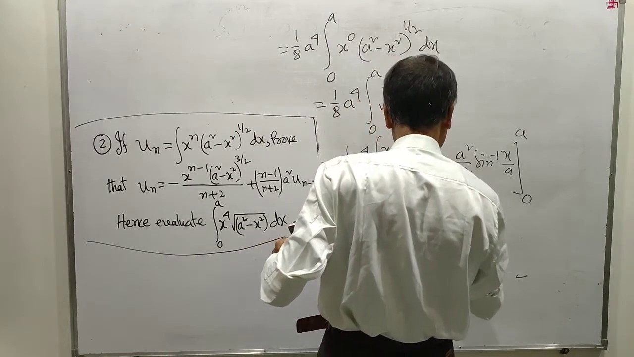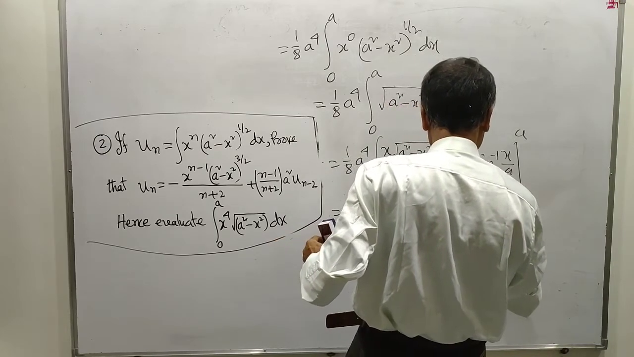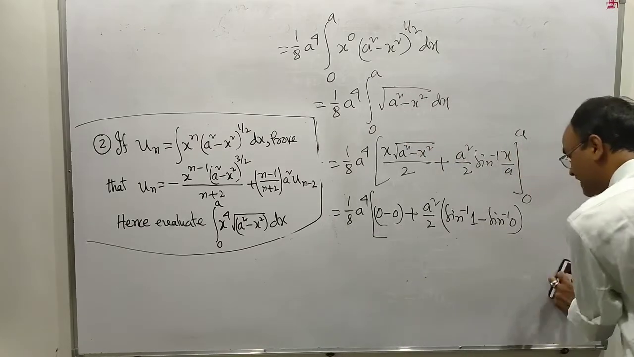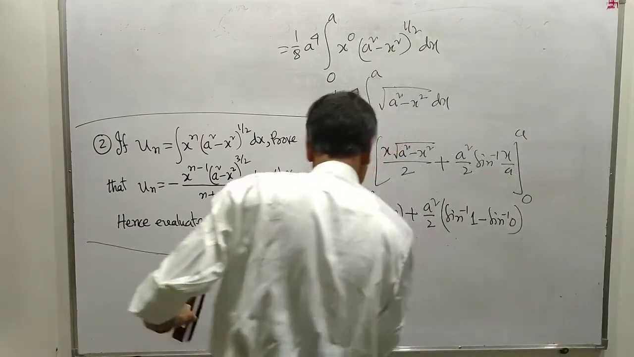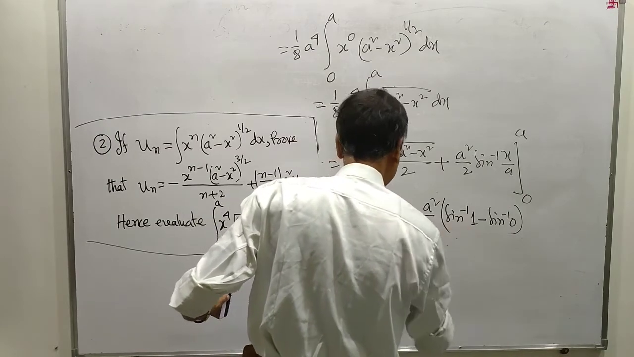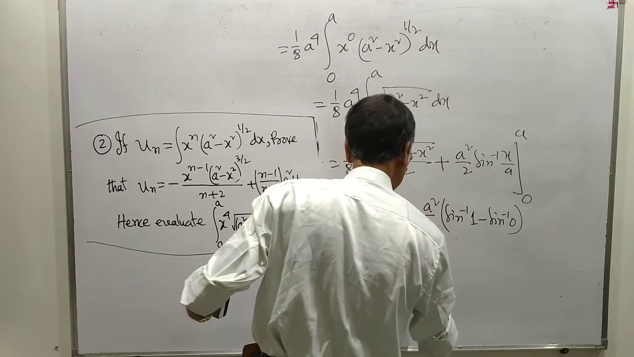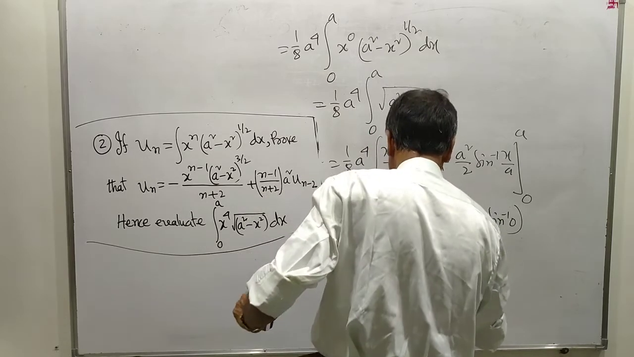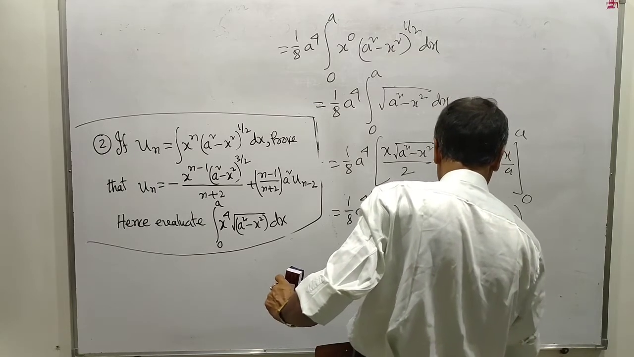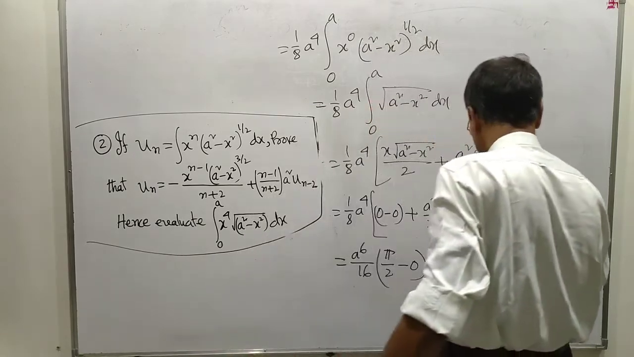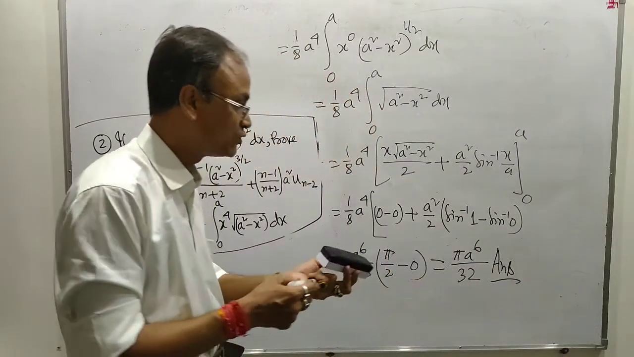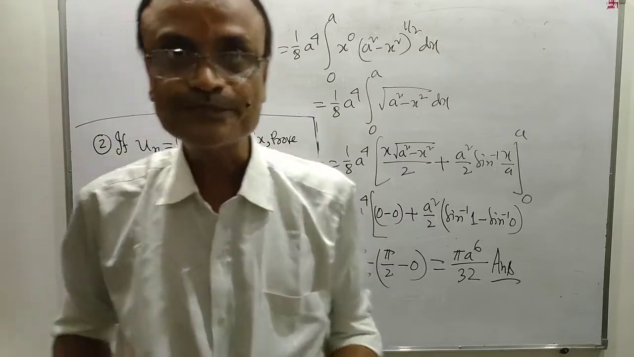a square by 2. It is sin inverse 1 minus sin inverse 0. This is equal to a to the power 6 divided by 16. Sin inverse 1 means pi by 2, minus 0. The answer will be equal to pi a to the power 6 divided by 32. Answer of this question should be equal to this: pi a to the power 6 divided by 32.